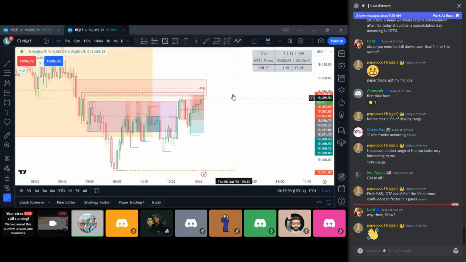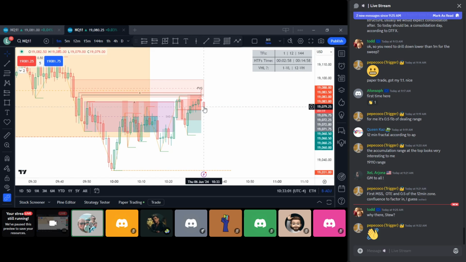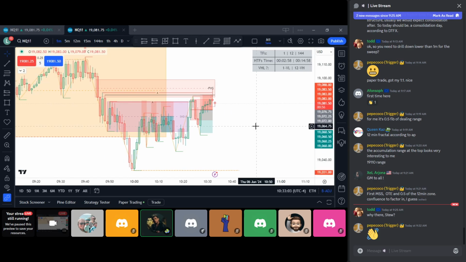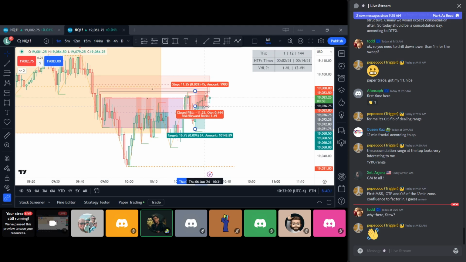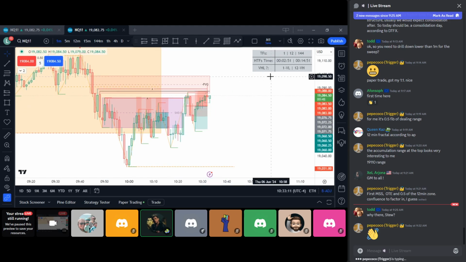Added confluence now would be if we had candlestick structure. So if we close below this green candle here and then come back and tap into it, exactly, I'll take it again. Oh, I'm going short on that one.